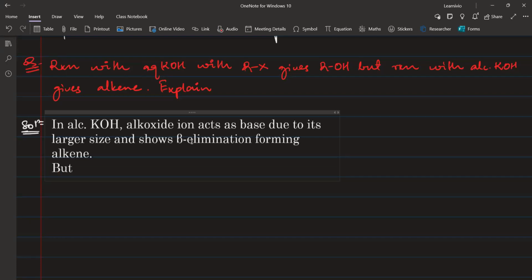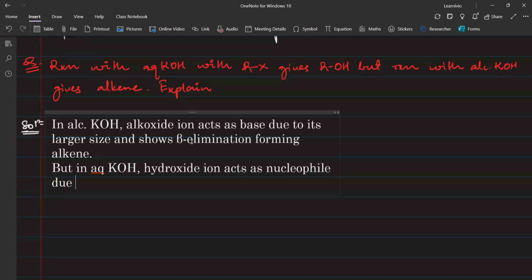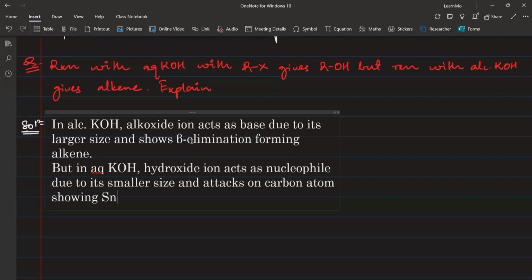But in aqueous KOH, hydroxide ion acts as nucleophile due to its smaller size and attacks on carbon atom, showing SN, है ना, N सबस्क्रिप्ट में कर लीजिएगा, forming alcohol. ठीक है, तो this is the statement that you have to write in the examination.